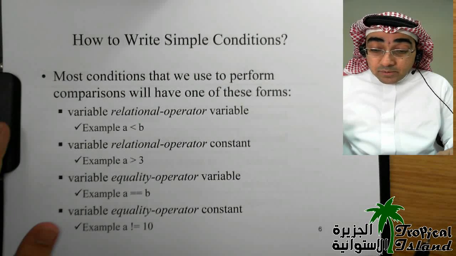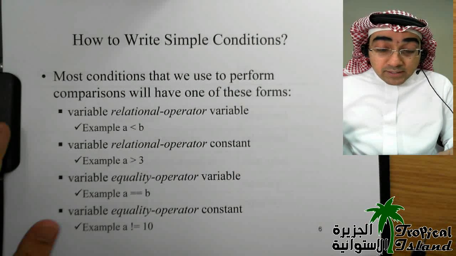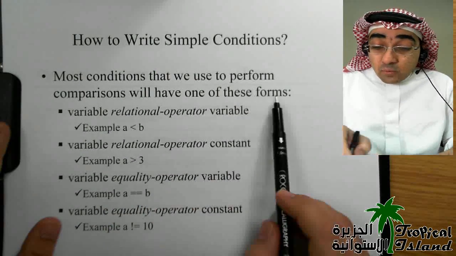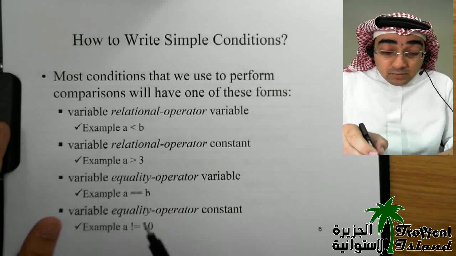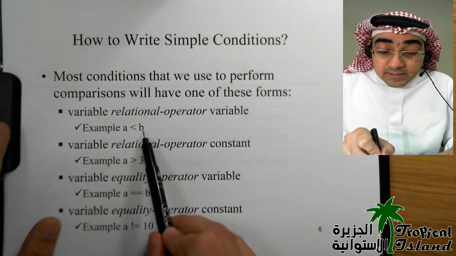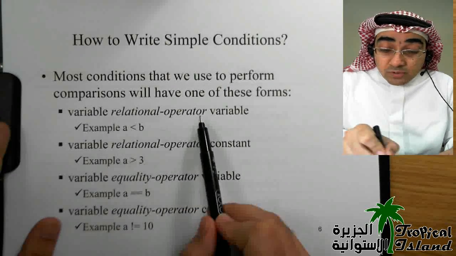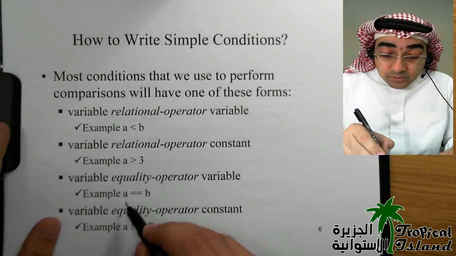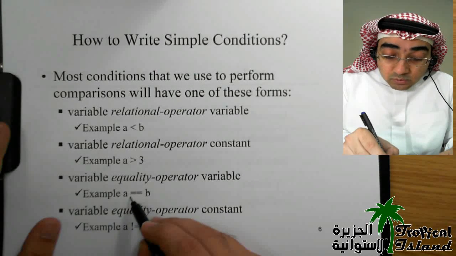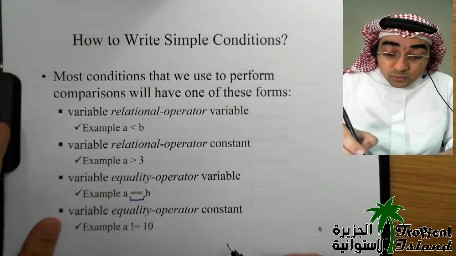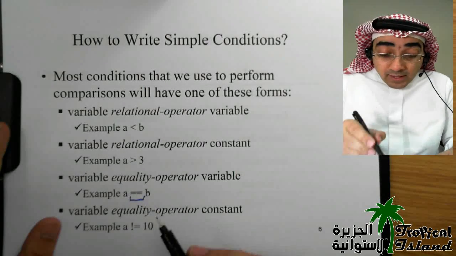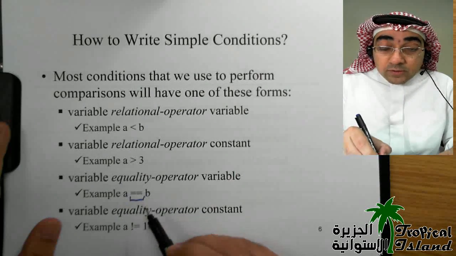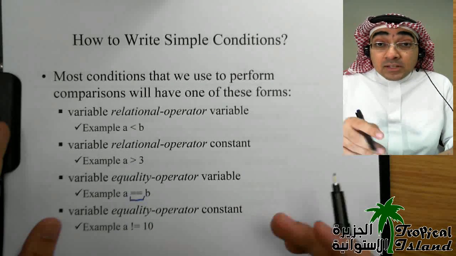How to write a simple condition. Let's talk about conditions and how we can actually write them. Most conditions that we use to perform comparison will have one of the following forms. There are only a few forms that you can have. You can have A less than B, A greater than B. There is an equality operator, which is A double equal to B. Note the double equal sign. We are writing A equal equal B, and this is telling the compiler to check if the value of A is equivalent to the value of B, and this returns either true or false.